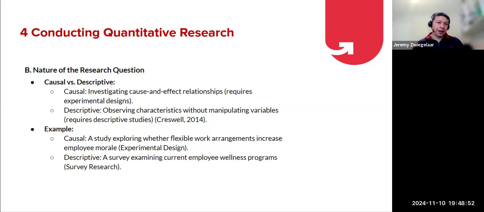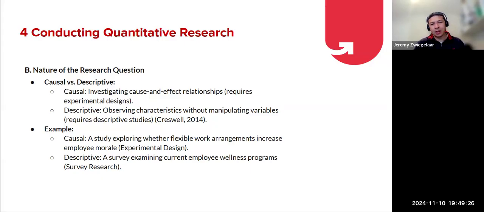Another study or investigation using causal will be exploring whether worker flexibility arrangements increase employee morale. So you might set up an experiment to be able to determine that. Again, something that you'll probably do based on understanding how to organize it and looking at it over time. It's not going to be something that's going to be years. It'll probably be months or weeks. And so you'd look at that.